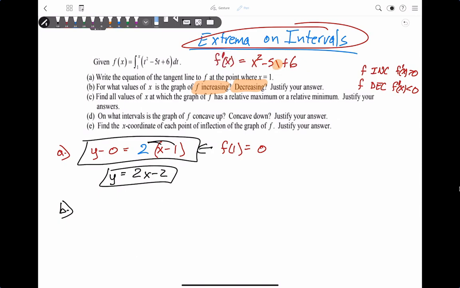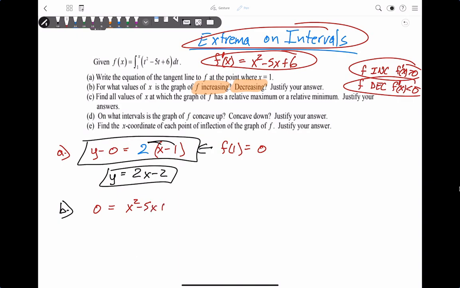So we have f prime of x is equal to x squared minus 5x plus 6. And we're going to use that to find when f prime is negative or positive. Okay, so let's go ahead and first of all set this equal to 0 because that's important. Okay, we're going to set this equal to 0. So we have 0 is equal to x squared minus 5x plus 6.